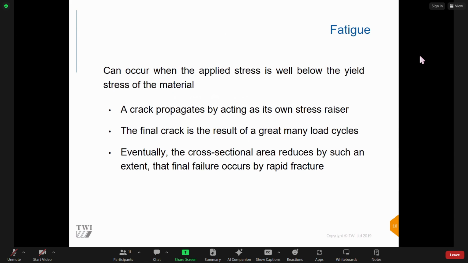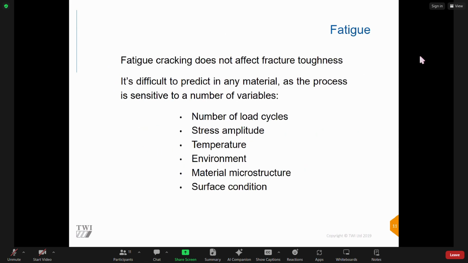The final crack is a result of a great many load cycles, and eventually the cross-sectional area is reduced to such an extent that final failure occurs by rapid fracture. Again, we said it can be either ductile failure or brittle failure, depending on the nature of the material. Fatigue cracking does not affect the fracture toughness. It's difficult to predict in any material, as the process is sensitive to a number of variables, which include the number of load cycles, stress amplitude, temperature, the environment, the material's microstructure, and the surface condition.